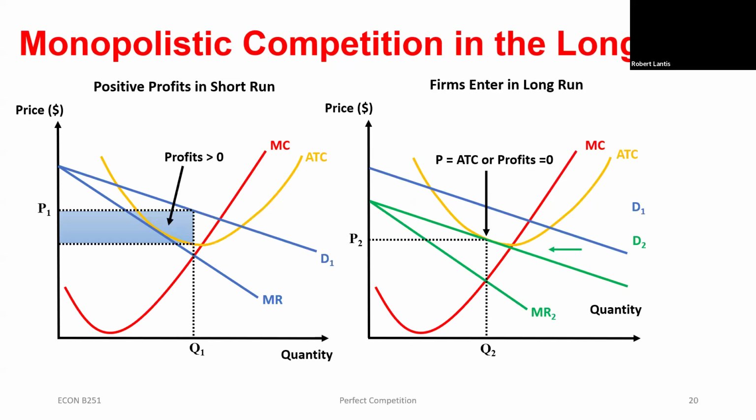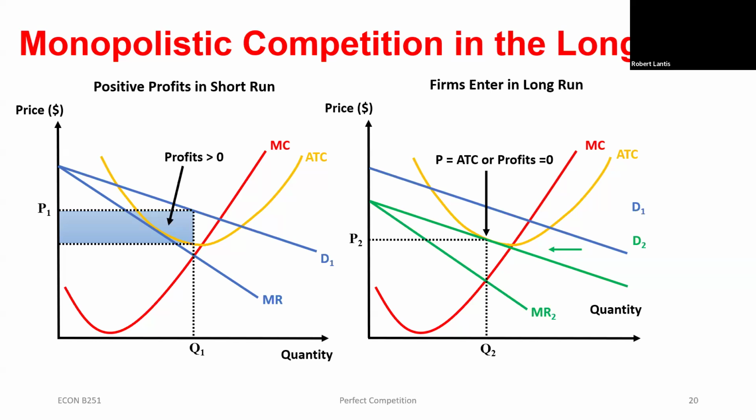Same thing happens if we have positive profits, the price is above average total cost. What are firms going to do? They're going to enter that market. Now, overall market demand is being split up amongst more firms. So each firm's demand curve is going to be a little bit lower. As their demand curve is a little bit lower, it's going to push that price down until we end up with profits being equal to zero.